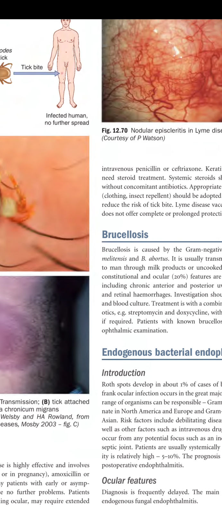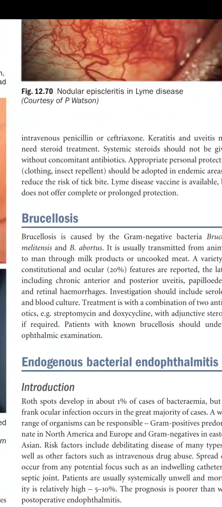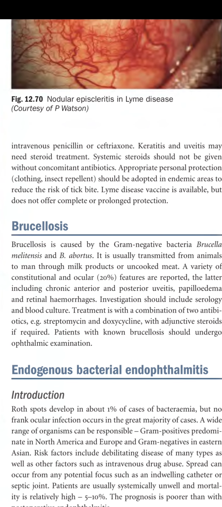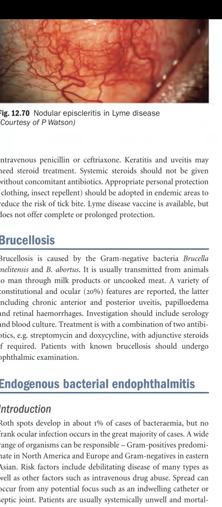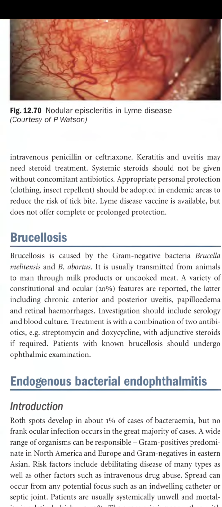Keratitis and uveitis may need steroid treatment. Systemic steroid should not be given without a concomitant antibiotic. So you have to give antibiotic first, and then start steroids if you want to give them. Appropriate protective clothing and insect repellent should be adopted in endemic areas to reduce the risk of tick bite. A Lyme disease vaccine is available but does not offer complete or prolonged protection.